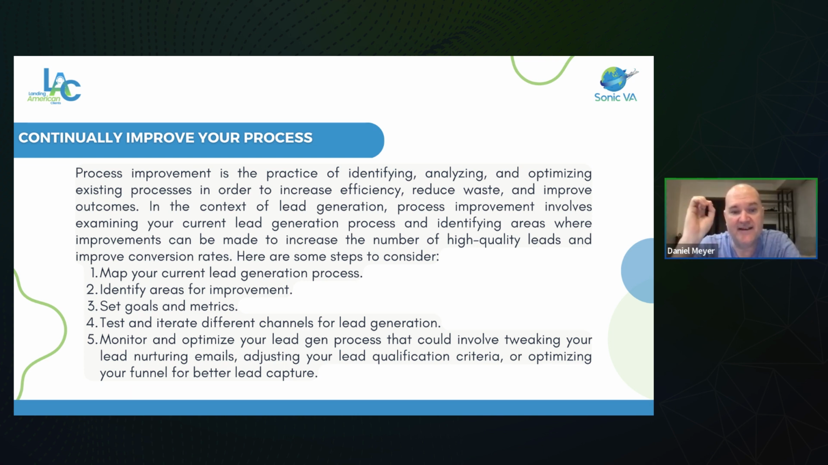And then we can keep testing and iterating different channels for lead generation, right? We can try it different ways. So we're going to try LinkedIn and we're going to try Facebook. And then we monitor and optimize our process, so that involves tweaking and nurturing the emails we send out or the direct messages we send. Like every time we get a new connection on LinkedIn, every time the Sonic VA page gets a new follower, what do we send them? And it will evolve over time, but we'll try things out.